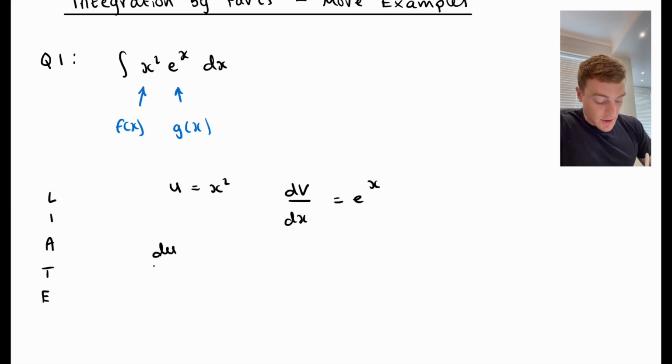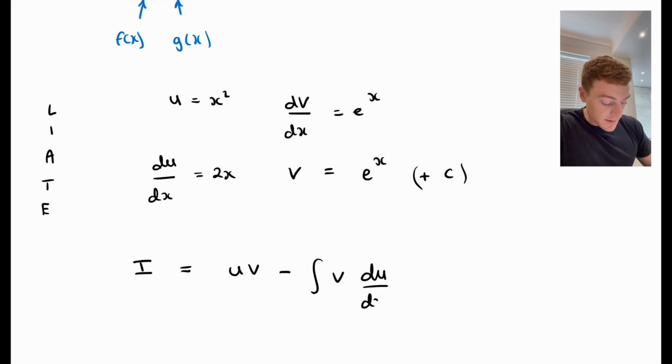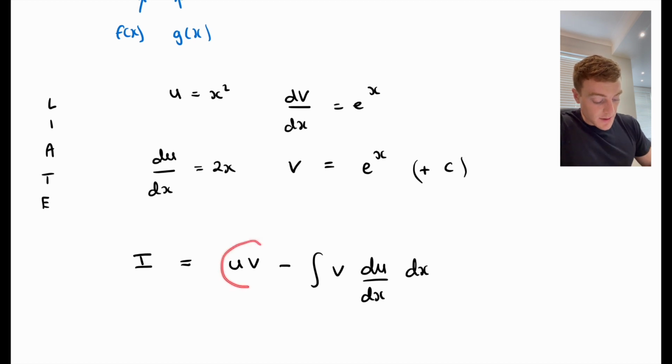Now differentiating u, I get du by dx equals 2x. Integrating dv by dx, well, integrating e to the x is just a standard integral which returns e to the x again plus c, so it just returns itself. Now if you recall the integration by parts formula, I is equal to uv minus the integral of v times du by dx dx. Now let's replace the terms in this formula with the terms we've just found.